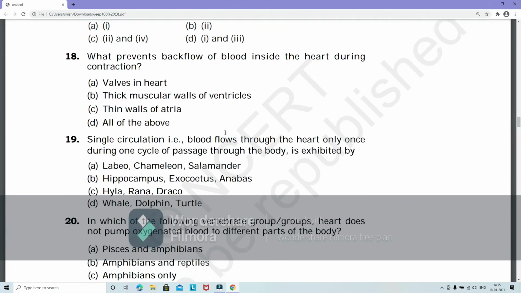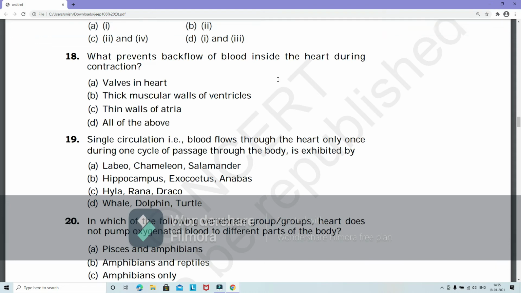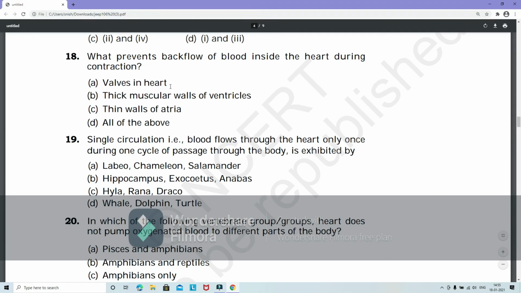Next, the 18th question. What prevents backflow of blood inside the heart during contraction? We know that there are valves, right? There are valves to prevent the backflow of blood. So thick muscular walls of ventricles, no. Thin walls of atria, no. It's because of the valves in the heart. Okay. So right. Next, the 19th question.